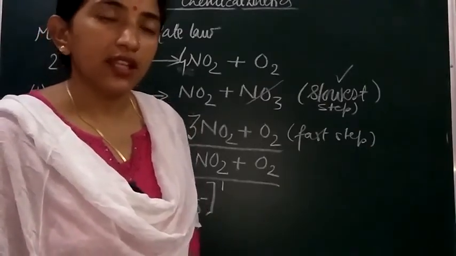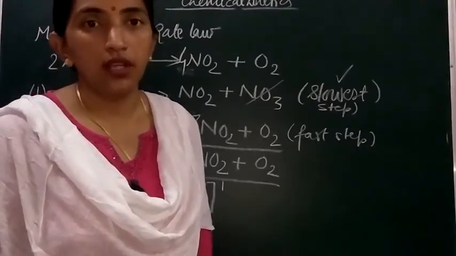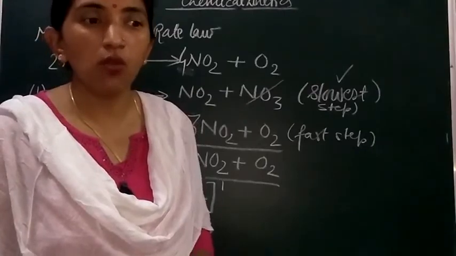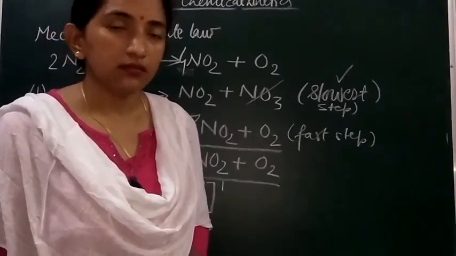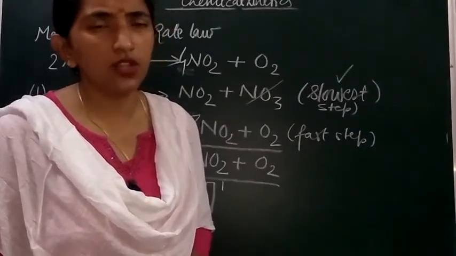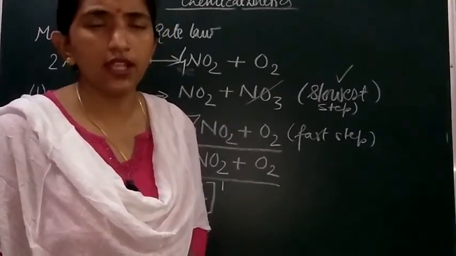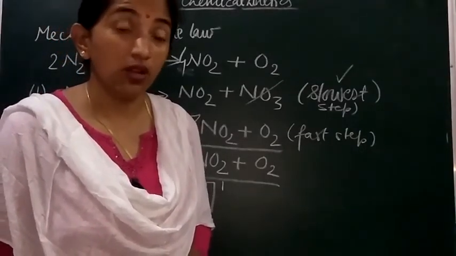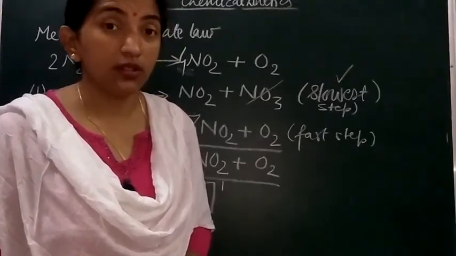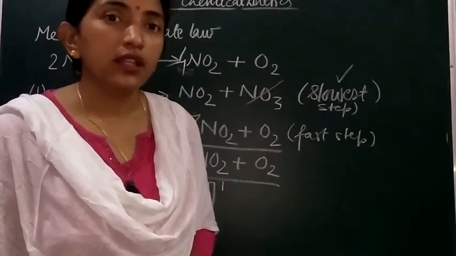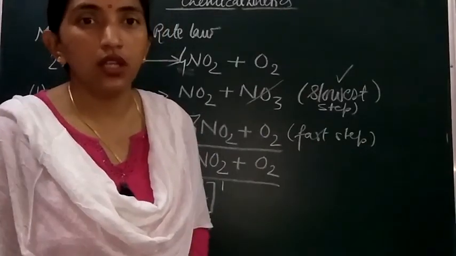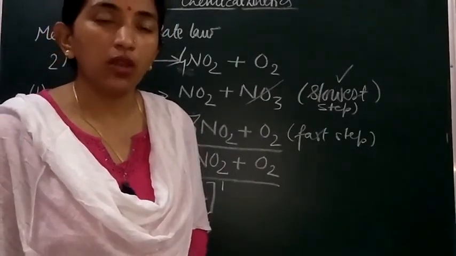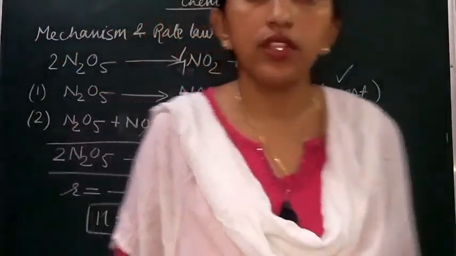Now the molecularity can't be 0. It is not possible that there are no molecules colliding or no molecule involved in the reaction. So molecularity cannot be 0, it cannot be fractional. Whereas the order of the reaction can be 0 or it can be fractional also. So for the other differences, just try to point out the difference between the molecularity and the order of the reaction.